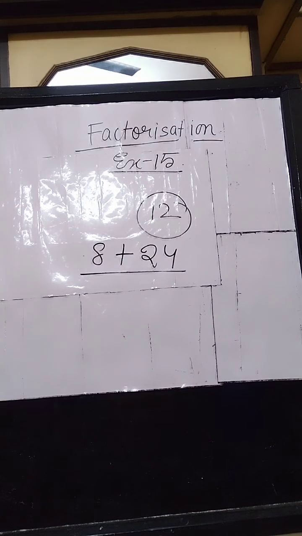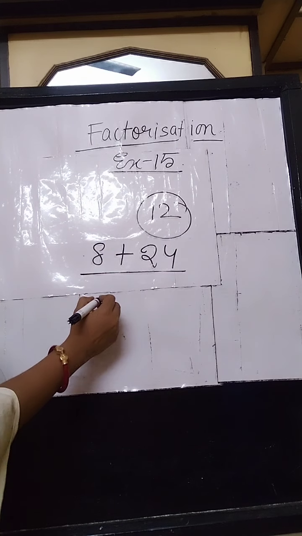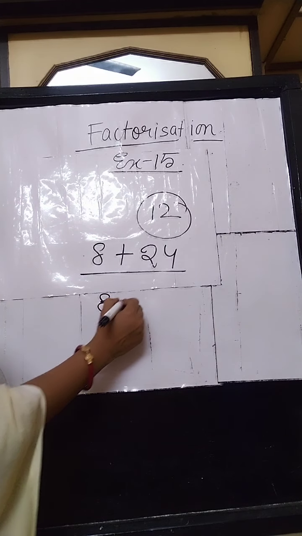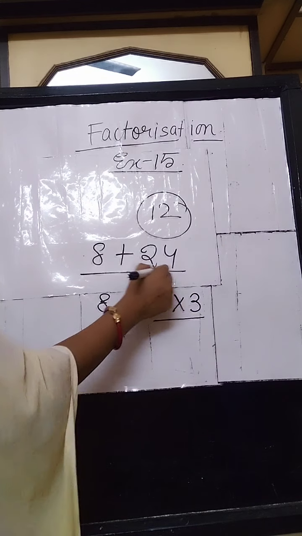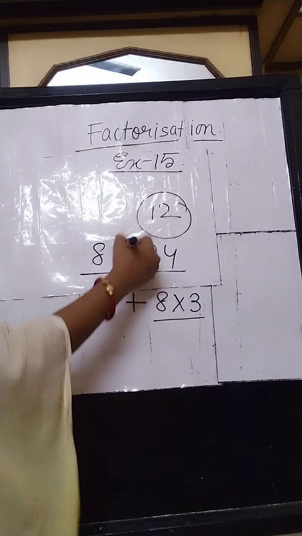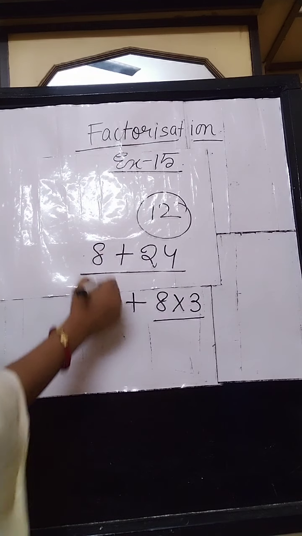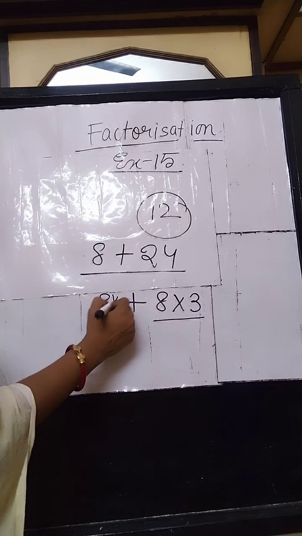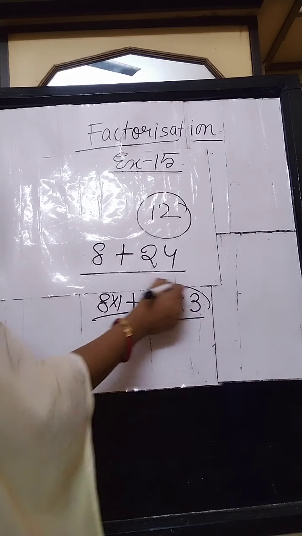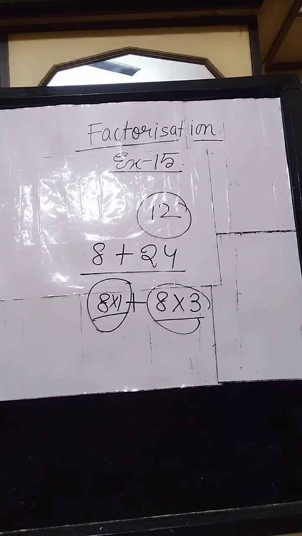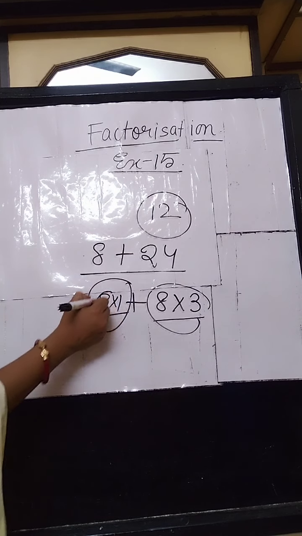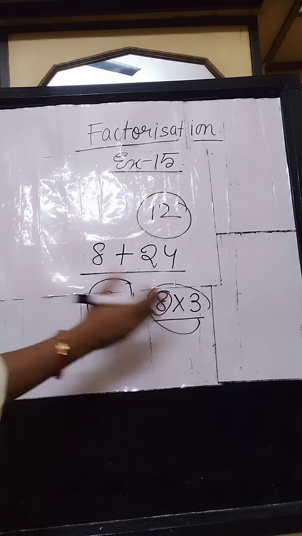So here we can see 8 is present, and here we can see 8 into 3 is present, because 8 into 3 are the factors of 24, and here 8 is written. 8 means 8 into 1. So in these two expressions we can see 8 as common. Thus we can take 8 as a common factor because 8 is present in both the factors.